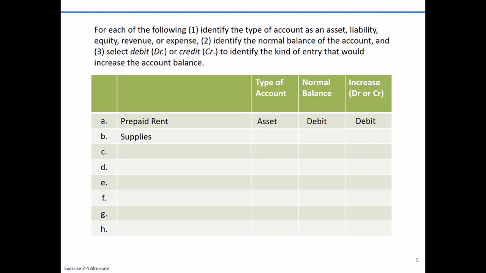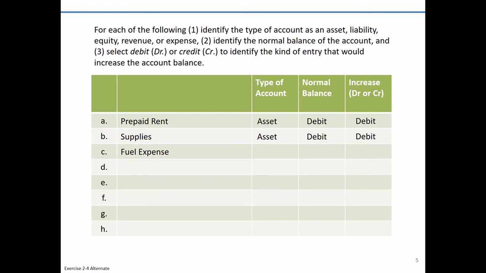The next account is going to be supplies. Supplies is another example of an asset. So similar to prepaid rent, normal left-hand rules that the normal balance is going to be a debit and it's going to be increased on its left-hand side or the debit side.